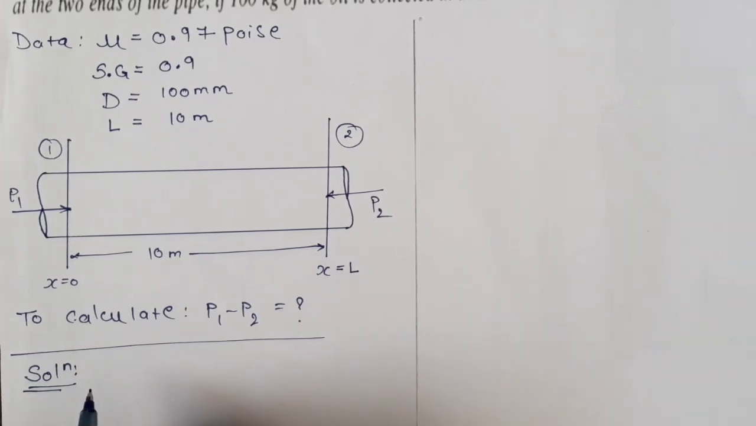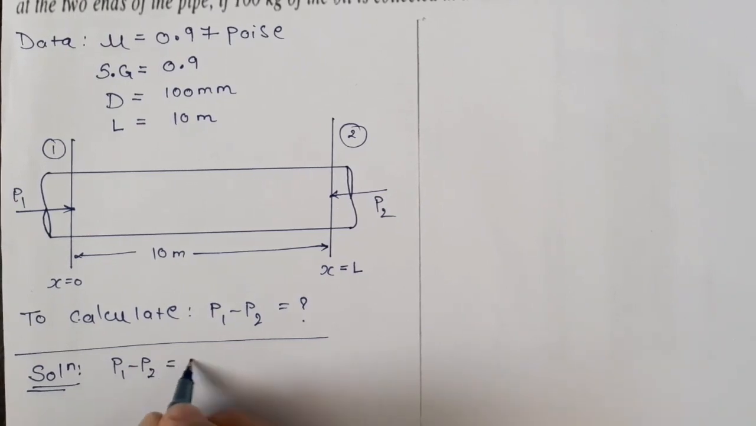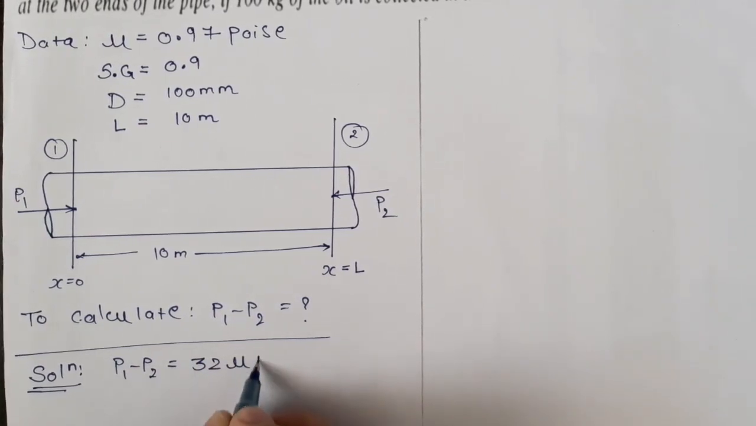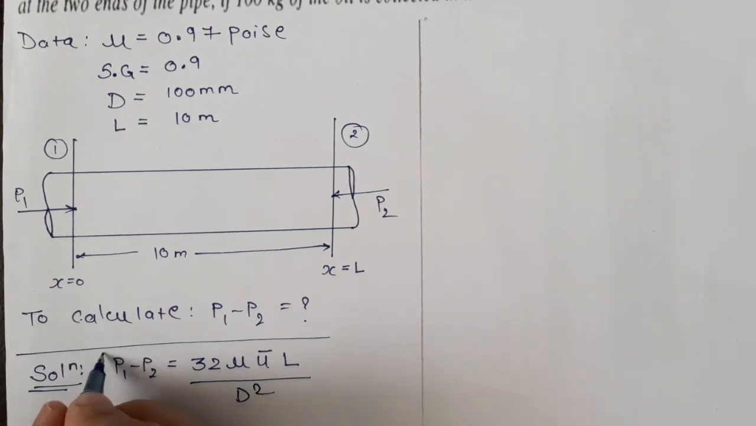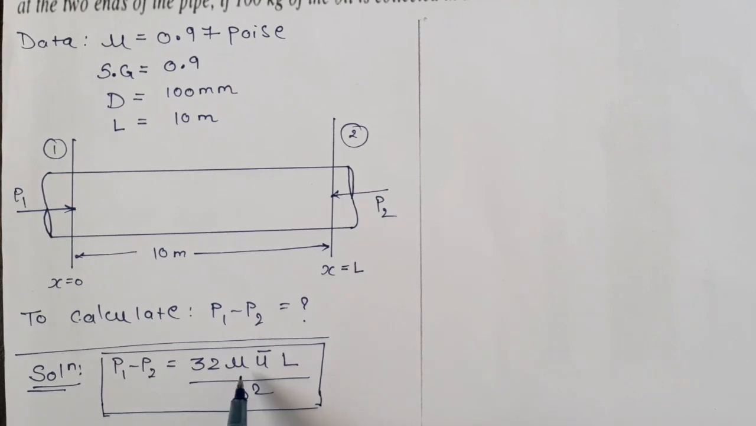In the previous video, we had derived an equation of pressure difference, that is P1 minus P2 equals to 32 mu U bar L upon D square. If you had not seen that video, then see that first. I will provide the link on the top right corner. So here mu is the dynamic viscosity, U bar is the average velocity, L is the length of the pipe and D is the diameter.